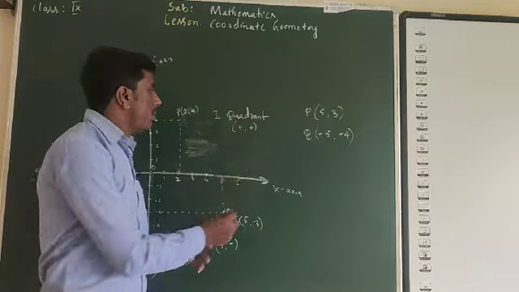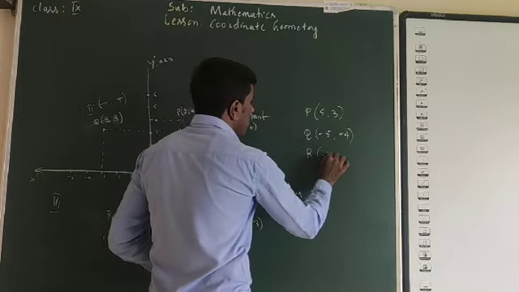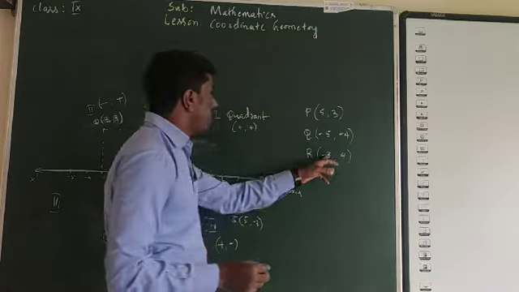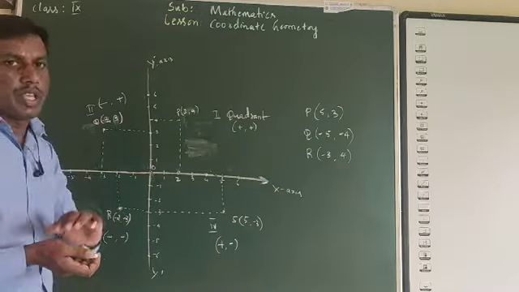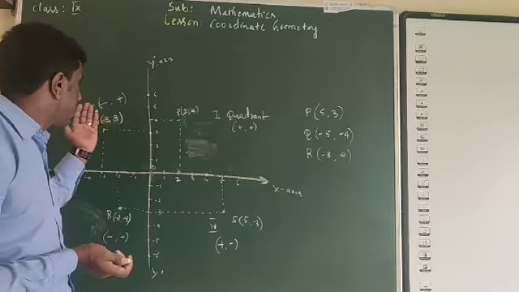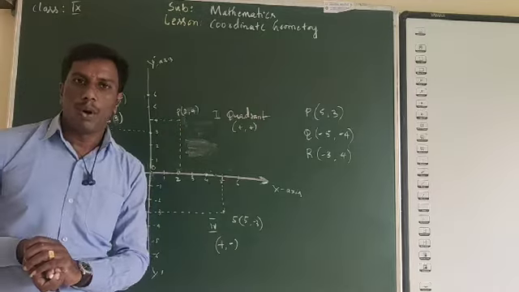If the point is minus 3 comma 4, you can observe that the x value is negative. This point should be in the second quadrant. So you can go for the second quadrant and try to locate the point.